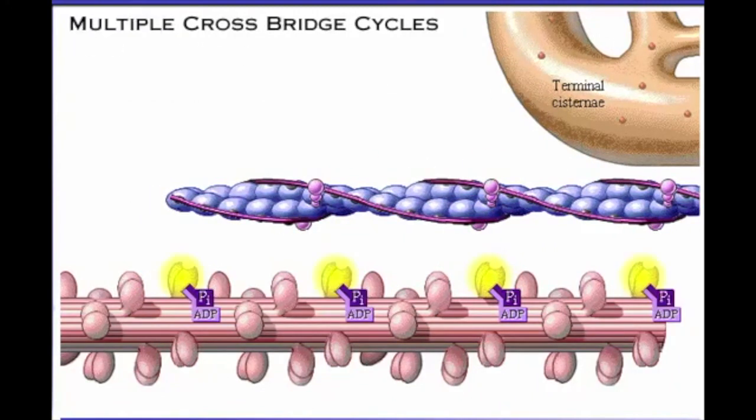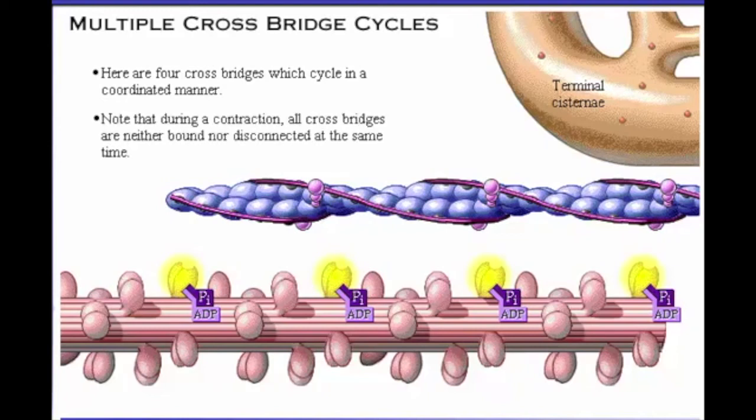In contracting muscle, we see multiple cross-bridge cycles. Here are 4 cross-bridges which cycle in a coordinated manner. Note that during a contraction, all cross-bridges are neither bound nor disconnected at the same time.